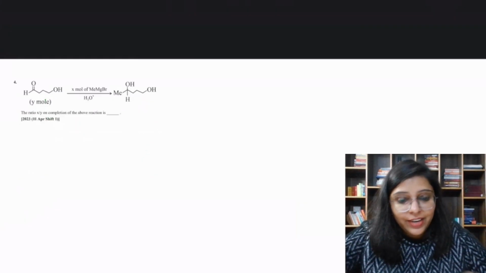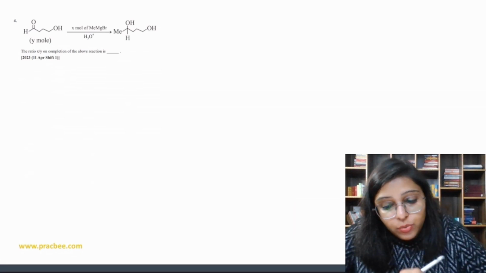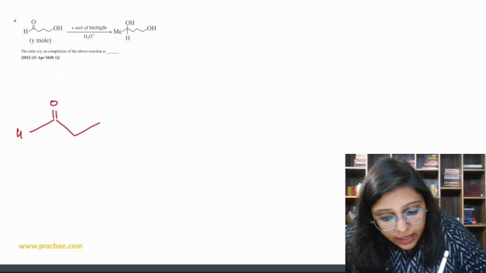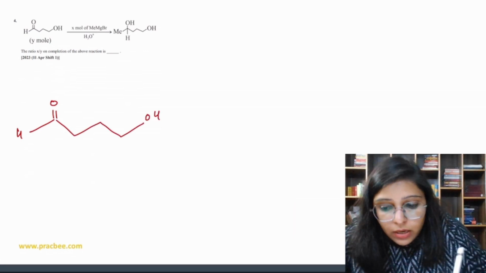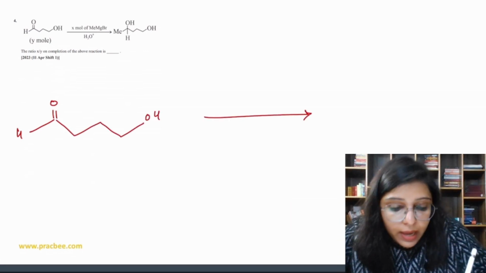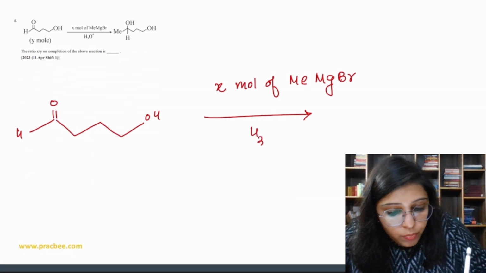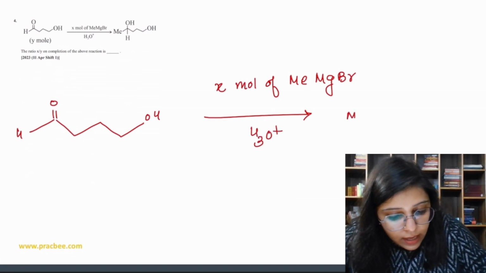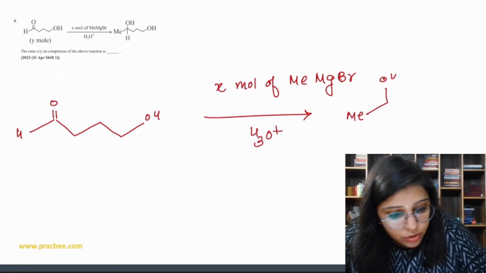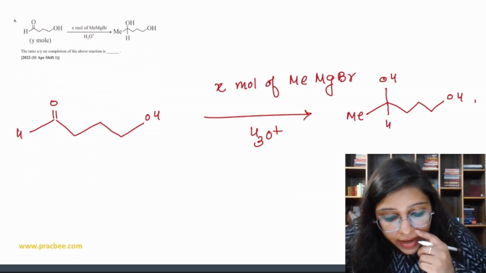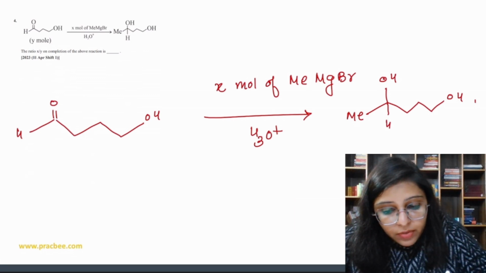Let's do the next question. The next question says we have a bimole, so double bond H, and we have this OH. Now X mole of MeMgBr, H3O positive gives MeOH, HOH. So the question says the ratio of X and Y on completion of the above reaction is.